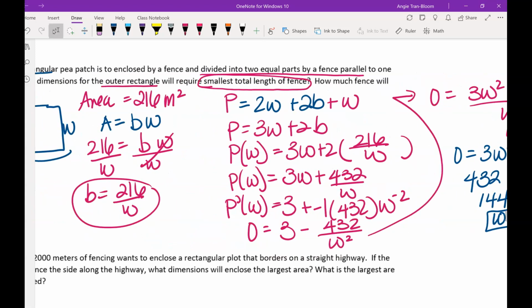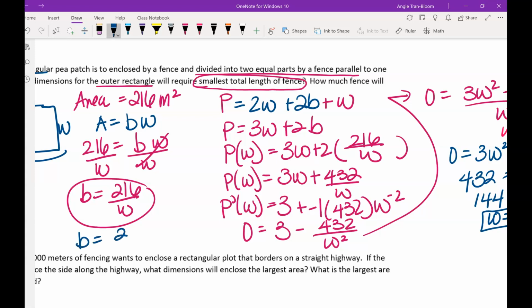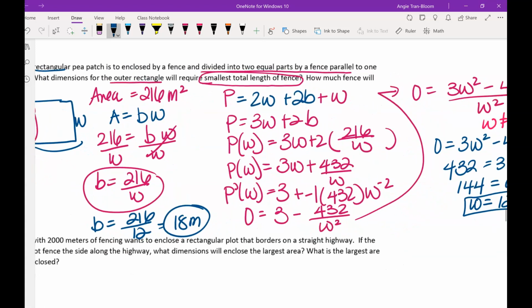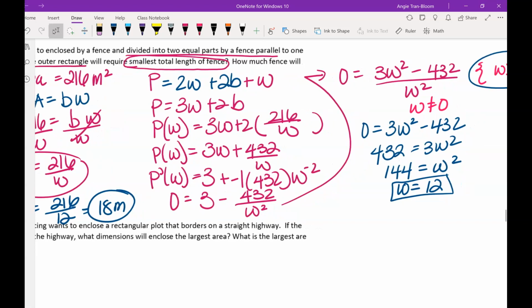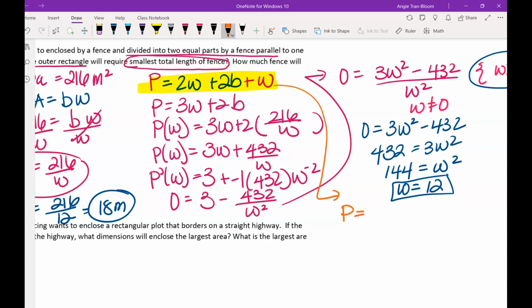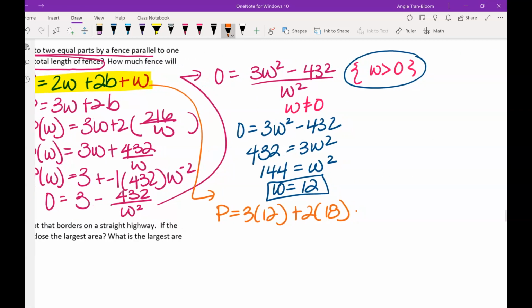We are going to plug it in to get our base. So base is 216 divided by 12. 216 divided by 12, 18 meters, okay? We are looking for the smallest total length of the fence. So we are going to add them up together. So take this formula and plug in all of your bases and your widths. So P equals, we have 3W, so 3 times 12, and then we got 2 bases. Each base was 18, so 18 times 2 plus 3 times 12, that's going to give us 72 meters.